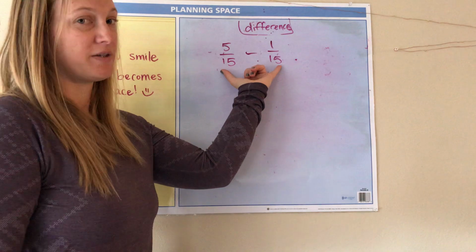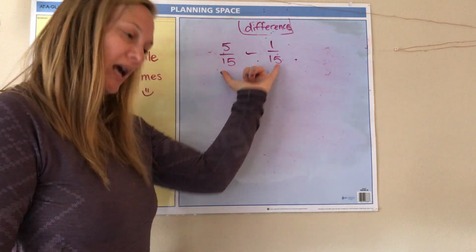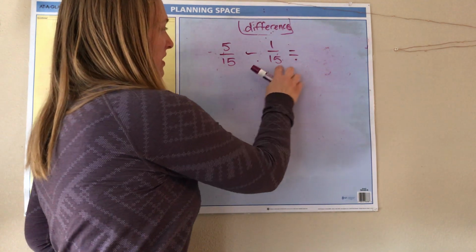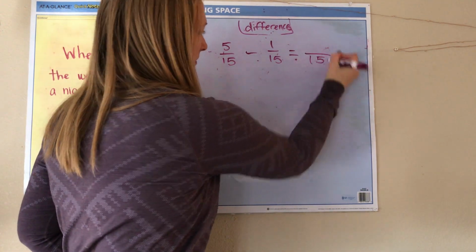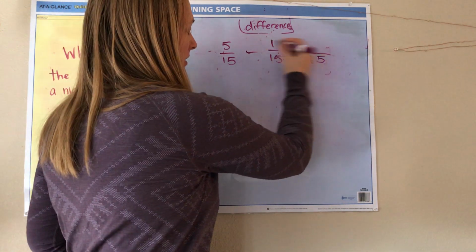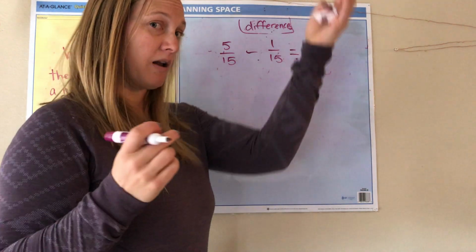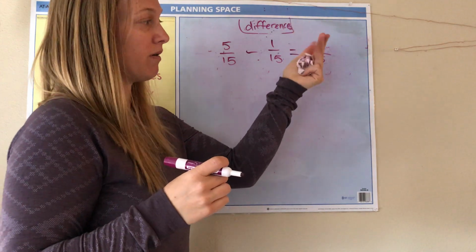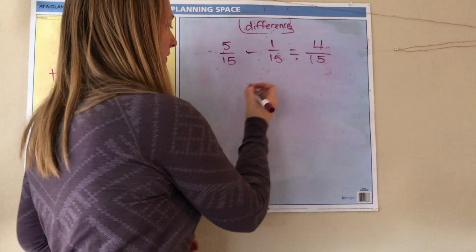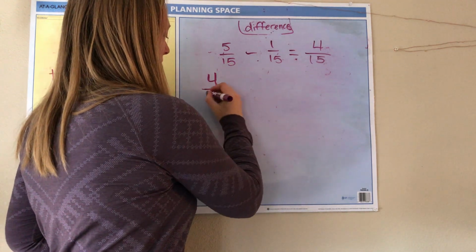Looking at our denominators, are they the same? They are the same. We can subtract as is. We don't have to do anything else. So 15 stays in my denominator. 5 minus 1, I'm subtracting in my numerator. Putting 1 in your head, count up to 5: 1, 2, 3, 4, 5. 5 minus 1 is 4. 4/15. Let's see if we can reduce this.